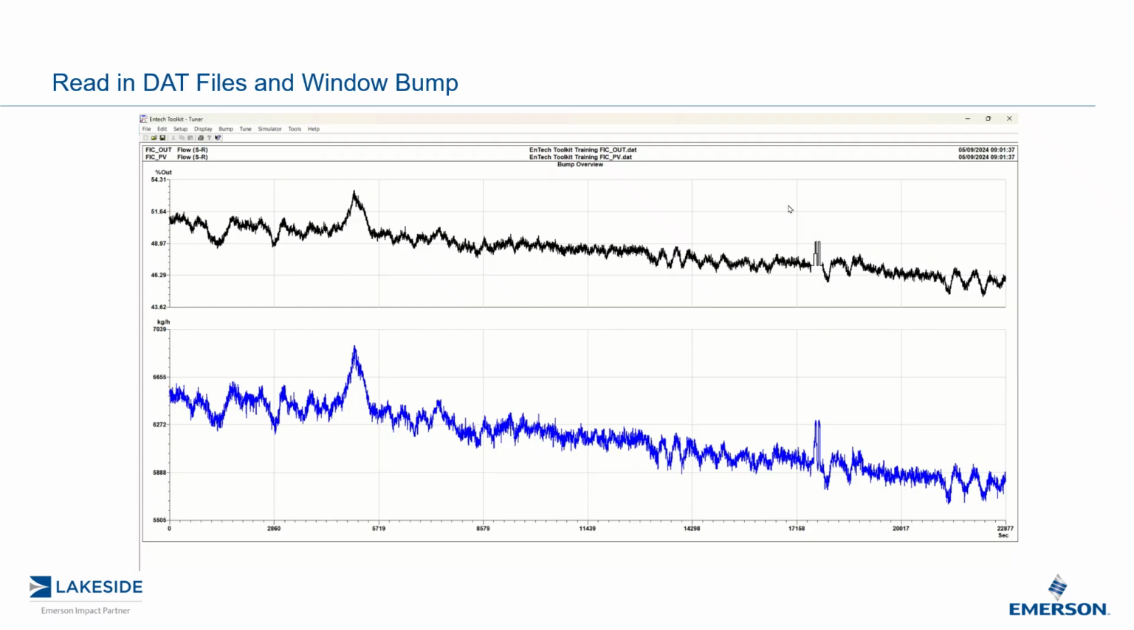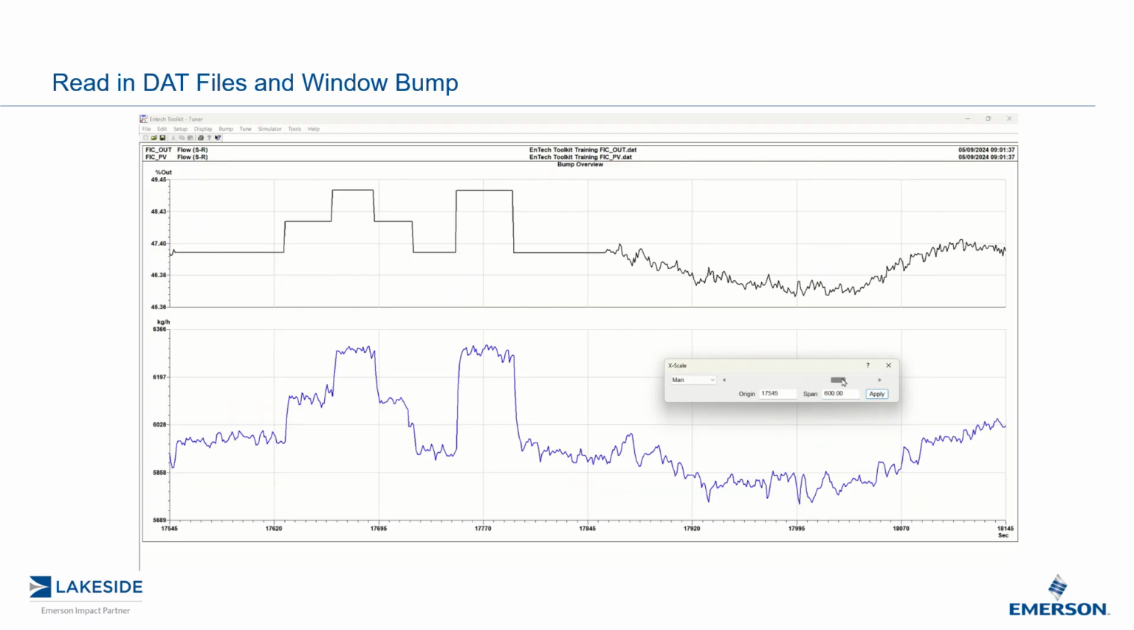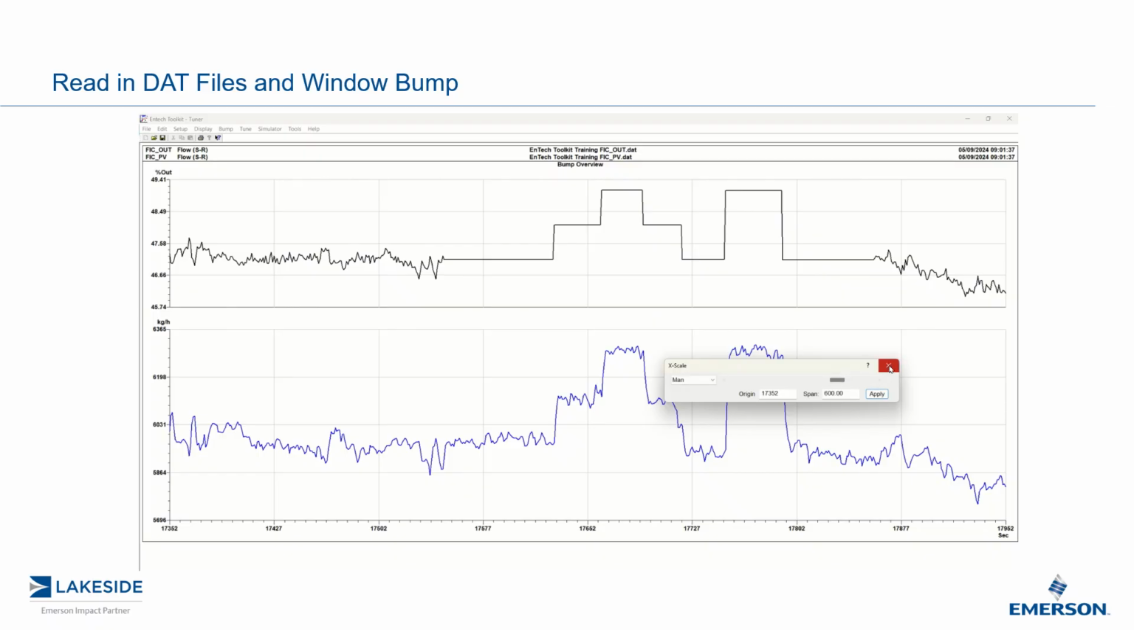Here you can see that the time span is very, very wide. So what we're going to do is zoom in. You do a right mouse click, select X scale, and here we're going to select the origin to be around the 17,200 second mark, and we're going to make the span 600 seconds wide. So you can see here we got a good span of the bumps. Everything looks good. The bumps do look very, very nice.